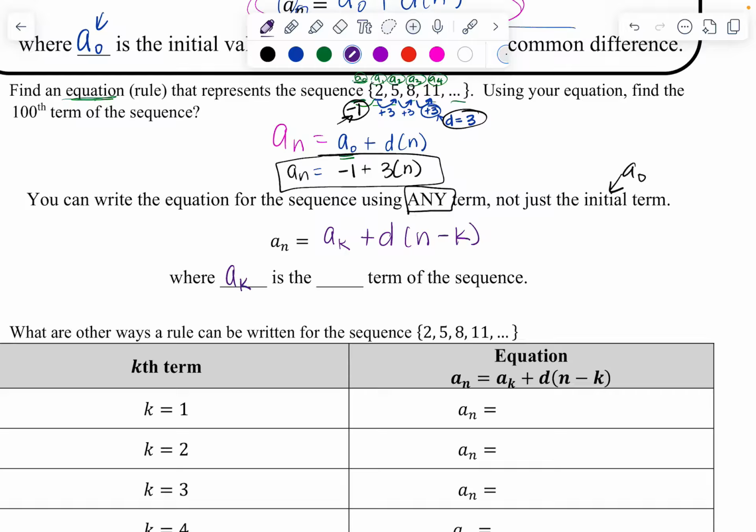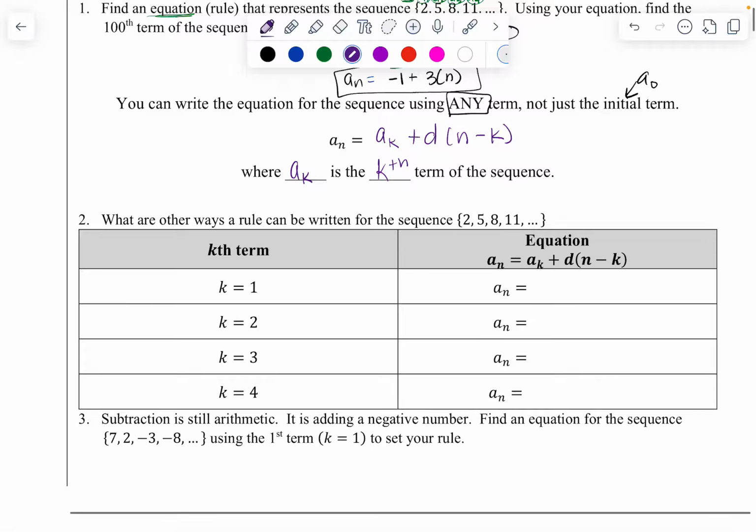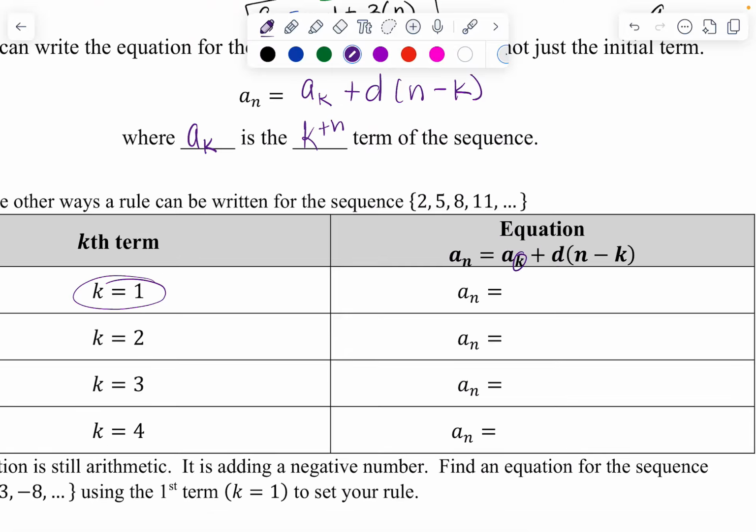Where a sub k, or the kth term, is any term of the sequence. So this is what it looks like. If k equals 1, that's like saying the first term. So here's what that looks like. If k is 1, we're going to look at a1 plus d times n minus 1 because k is 1.